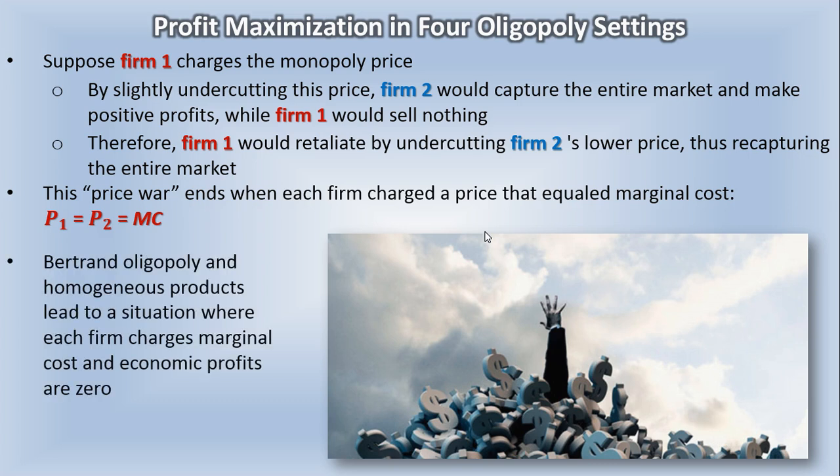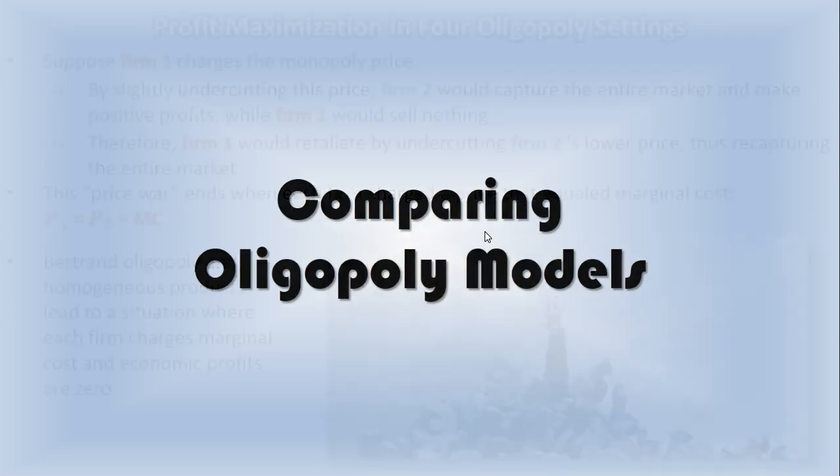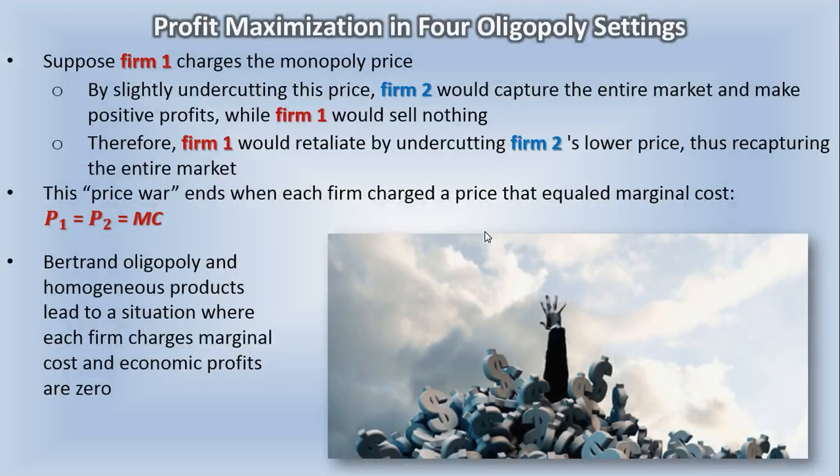So Bertrand oligopoly and homogeneous products lead to a situation where each firm charges marginal cost and zero economic profits are made by the firms. All right, so it's a very simple case. But it is one that, again, highlights the sort of complexity of these markets. The fact that you do have some ability to have market power, but because the firms aren't able to work together, they wind up in price wars that wind up getting them to this outcome where they are making zero economic profits.